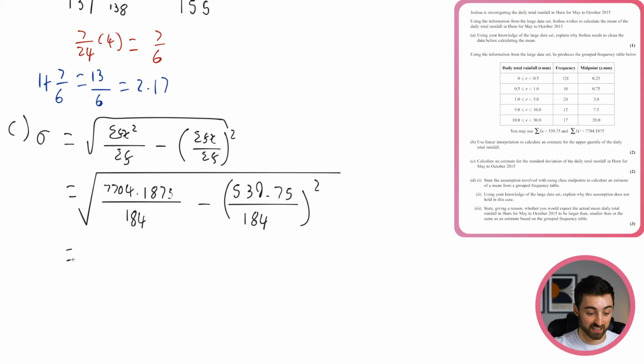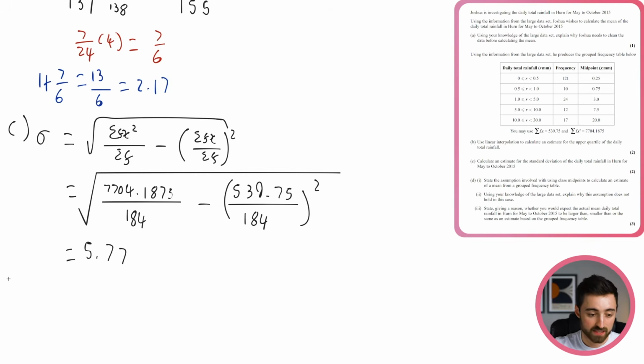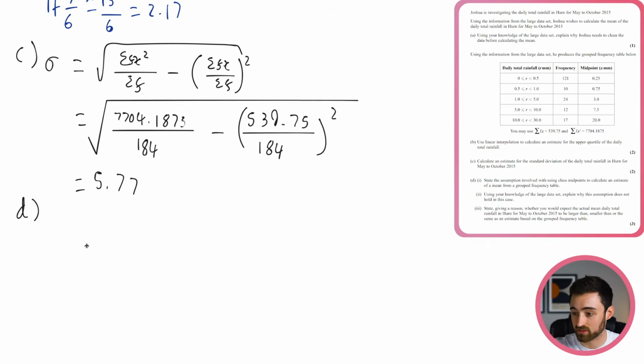So just stick it into your calculator, the square root of everything you see here, and hope for the best. So over 184 minus 539.75 over 184 all squared, and then that's in a square root, and that should do it. So I get 5.77 to 3 significant figures.